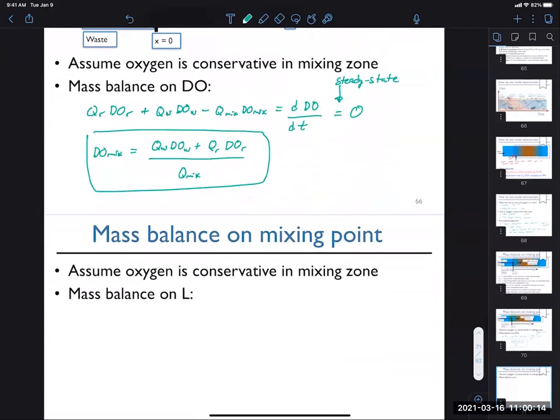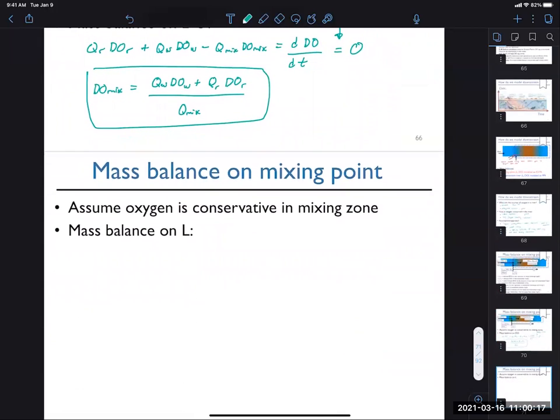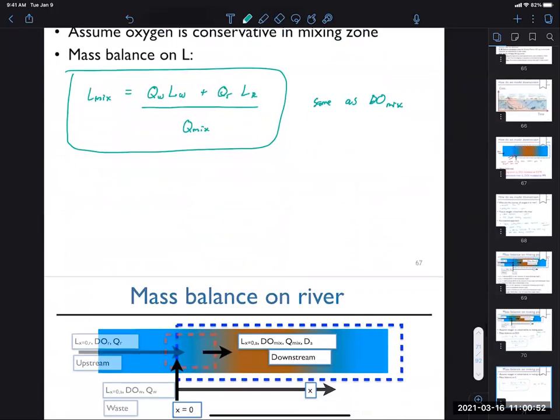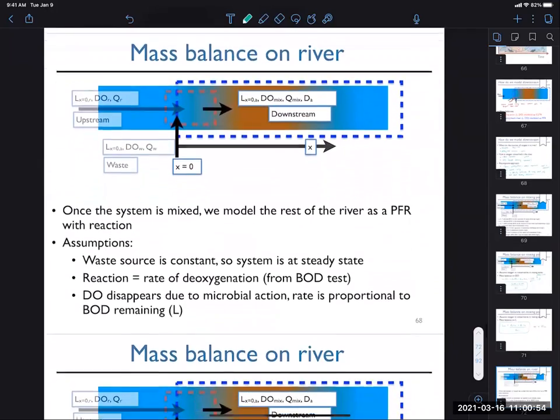Now we can do the same thing on L. And if we do that, we get L mix is equal to QW LW plus QR LR divided by Q mix. All right. Now we've done our mass balance on the mixing zone.